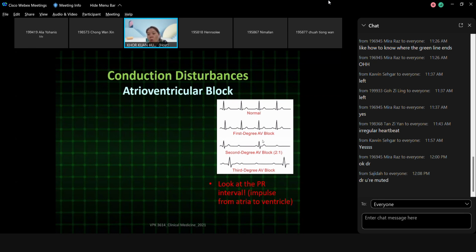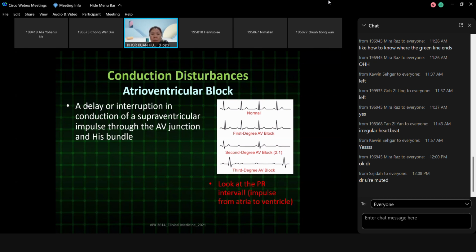The complexes always look like this in one nice straight line. Now, what is happening is there's a delay or interruption in the conduction of the supraventricular impulse through the AV junction. So that's why it's jammed there. The P wave, say the SA node, sends an impulse to the AV node. They jam. Nothing happened. It's not accepting it. Doesn't want to work.